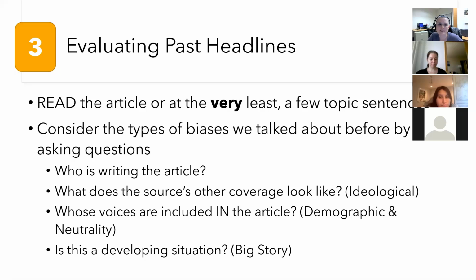Consider the types of biases that we talked about before when asking the questions. Who's writing the article? What does the source's other coverage look like? Is it a lot of different perspectives, or is it kind of the same ideological perspective? Whose voices are included? Is there demographic bias or neutrality bias? And very important, is it a developing story? Because those are the situations where accidental bias could happen, if they're just trying to get all the facts but they're not there yet.